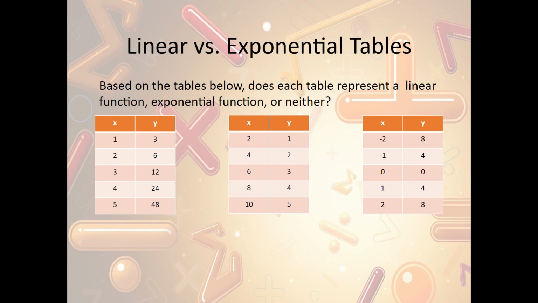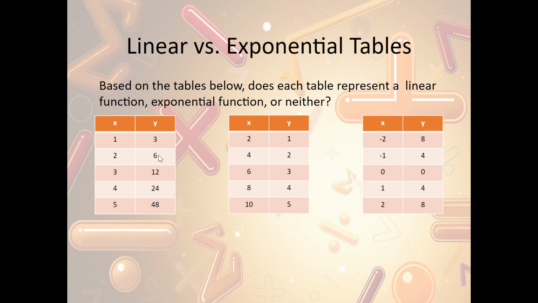So the question says, based on the table below, does each table represent a linear function, exponential function, or neither? Well, if we look at this one, we have 1, 2, 3, 4, 5. So this one's consistent and going up by 1. So it could be either linear or exponential at this point. Then we have 3, 6, 12, 24, 48.